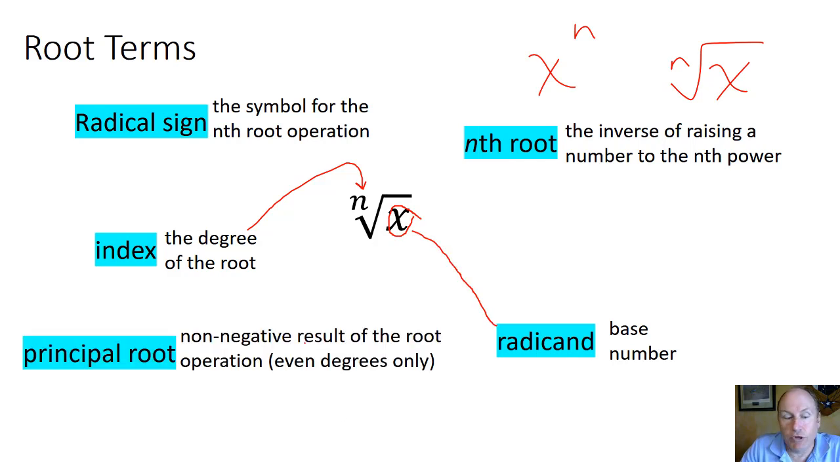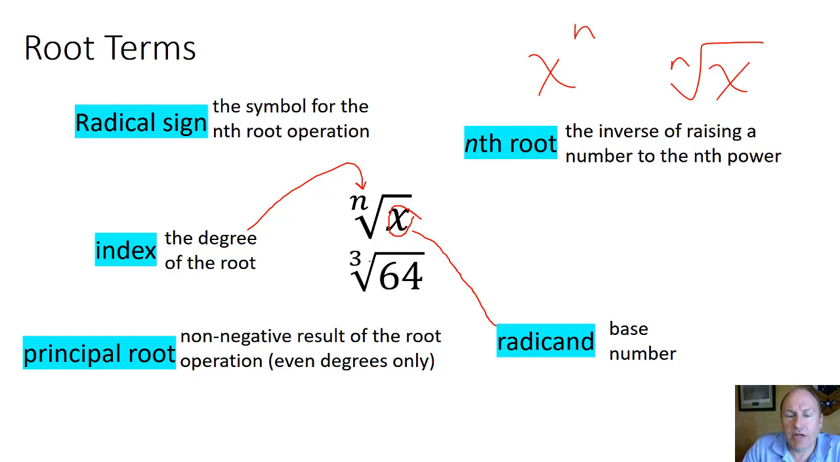And the principal root: if we're evaluating an even degree root, we could actually have positive or negative, two different answers. In those cases, the principal root is the positive or, in the case of 0, the non-negative root.